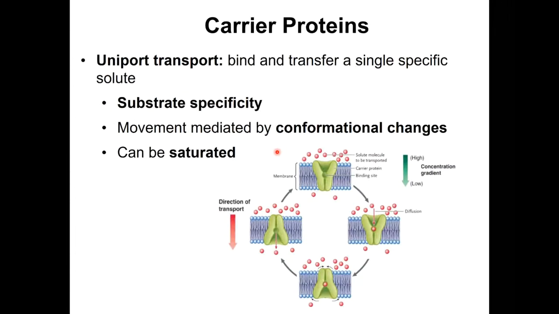Instead, carrier proteins do require the binding of the molecule in order to open. And so here you see an example. This could be the glucose transporter here, where in the normal configuration, it will be open to the side where the higher concentration of glucose is. So this is the concentration gradient, higher on this side, lower on this side. So the molecules will move from the high concentration to the low concentration by diffusion.